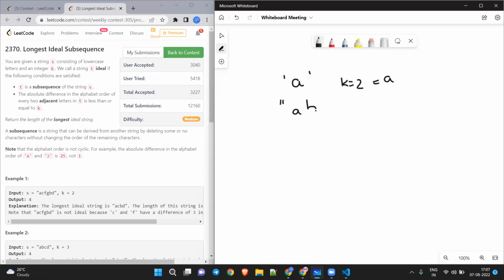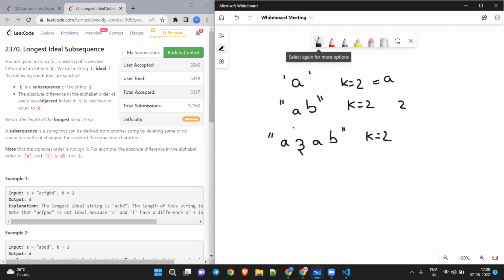Now, if it is AB with K equal to 2, then 2. Or suppose it is AC, A, B with K equal to 2, now what will be the answer? Yeah, 4. So if I make it Z now, three, yeah, because we can choose this A and this B.